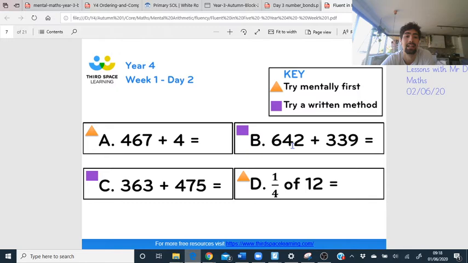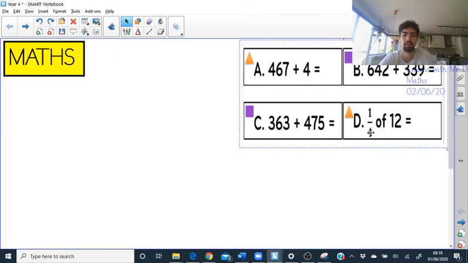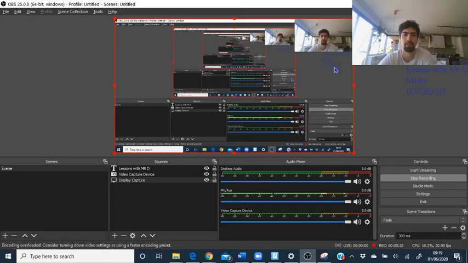I've still put it up here. I know you probably can't see it because I'm in the way. But I'll write the questions out and I'll show you them again. This screen here is just the screen I'm working on. I might just check it every once in a while, check it's all working. That's just my program to do these videos.